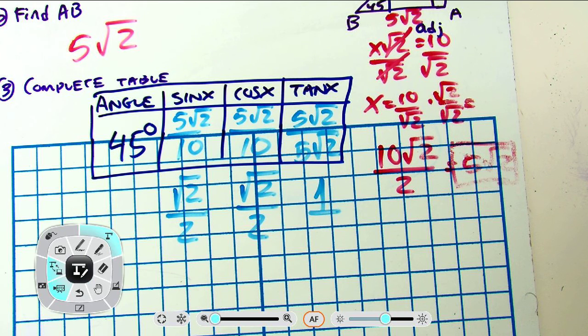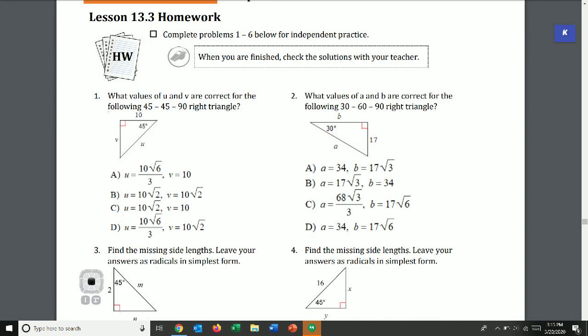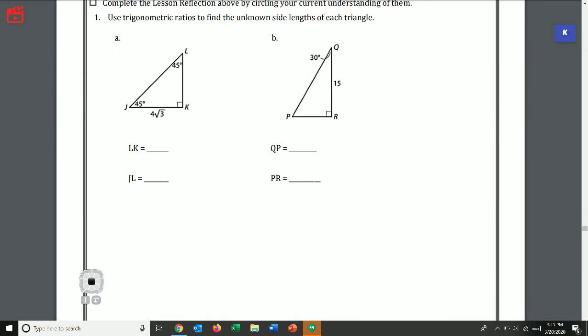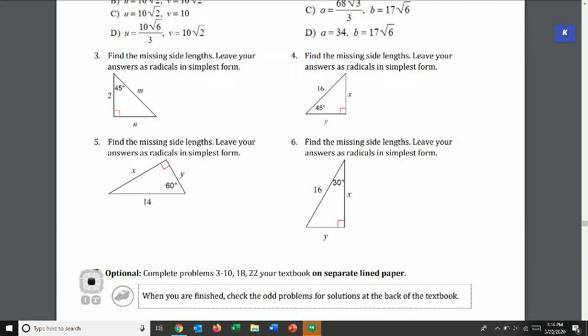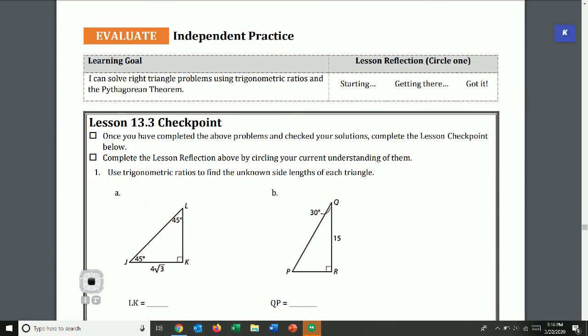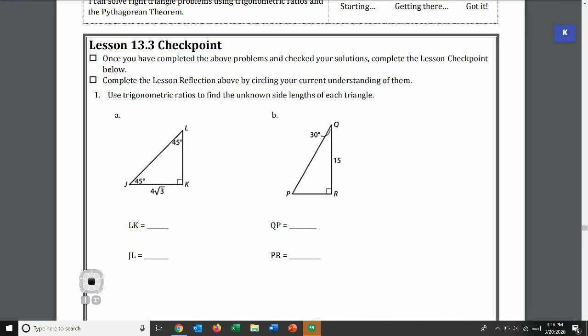So for your homework, you have some problems where you have to use the 45, 45, 90, the 30, 60, 90 right triangle special theorems. And then you have some problems they're not asking you to find or create tables. Actually, right here. On the 13.3 checkpoint, you need to use trigonometric ratios to find the unknown side lengths of each triangle. So this is where you're going to be using the ratios.